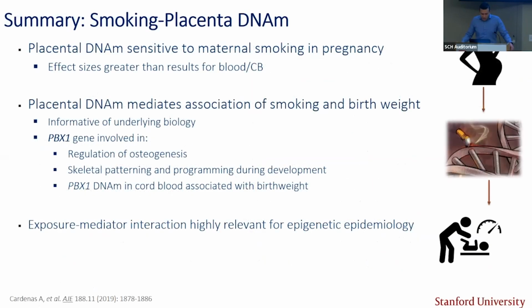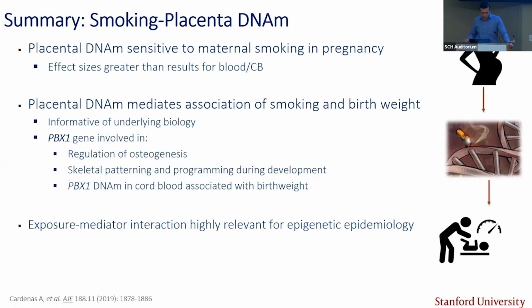I won't go too much into detail, but we did find that the placenta was very sensitive, as you saw, across all the chromosomes to maternal smoking. We found evidence of mediation with a specific set of genes. This PVX1 gene, I didn't know that it existed, of course, before doing this, because this is untargeted. But after doing more of a literature search, PVX1 seems to regulate osteogenesis and skeletal pattern, bone formation. And we also found one other study where PVX1 in cord blood was associated with birth weight. So that was more evidence that this might be causative on that pathway.